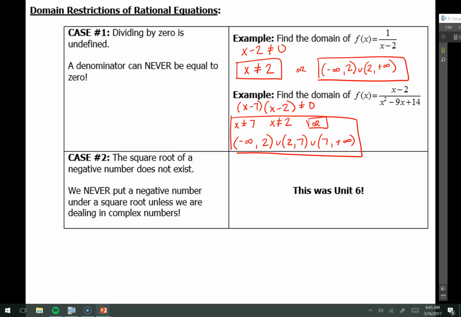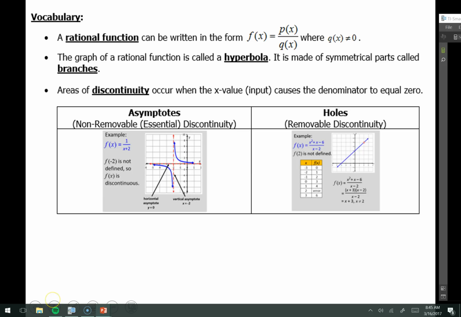The other case where there are domain restrictions with rational functions we've already done in Unit 6, and that's when the square root of a negative number does not exist. So let's go ahead and get into some of the vocabulary that we're going to need in order to do the graphing today. Remember that a rational function is a function that's written in the form f of x is equal to one polynomial p divided by another polynomial q. Keeping in mind the domain restriction, q of x cannot be equal to 0.